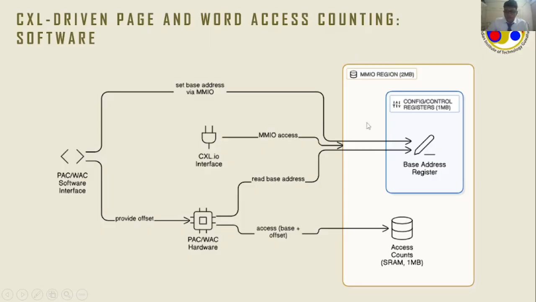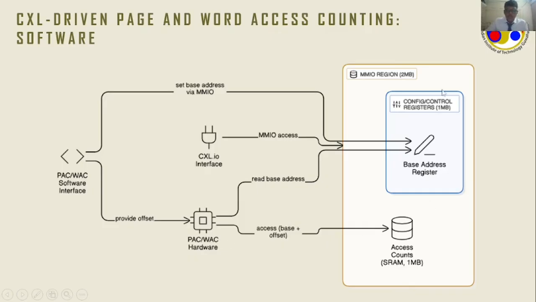To access 4 MB of the access counts with a 1 MB region, we designed the PAC and WAC hardware functions to use a configuration register to store the base address for each 1 MB region of the access counts that we are currently accessing. So whenever we want to access an address, we will get the base address from the base address register. Then we'll be provided with an offset via the PAC WAC software interface. Then we'll be able to access the access count table present in the SRAM by base plus offset.